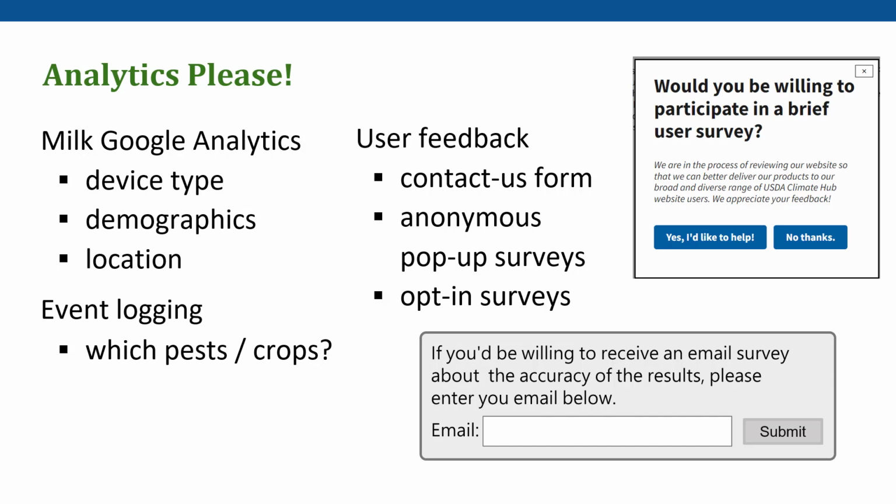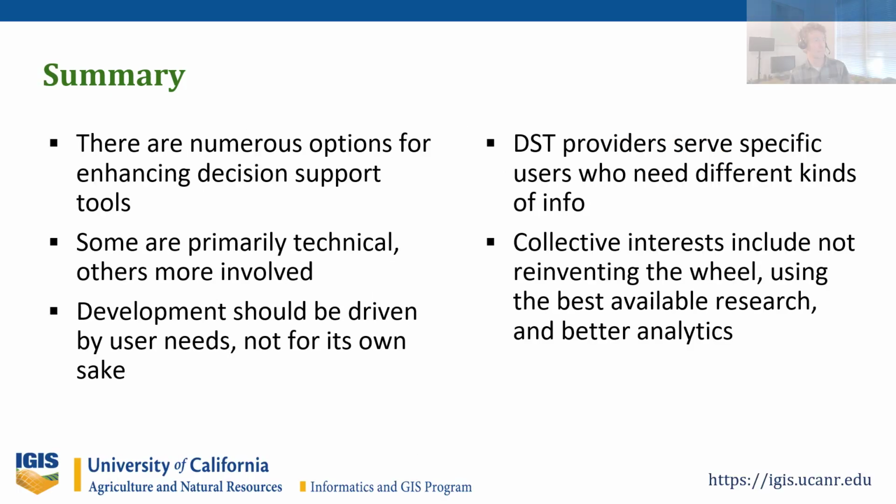You can ask users for feedback explicitly. Pop-up forms are easy to program. Just a basic contact us form for more information, that's easy to do. Or opt-in surveys where you would ask people to opt in to get an email survey so we can actually find out, are these results useful to them or not? There's a lot of information that we could do better collecting.